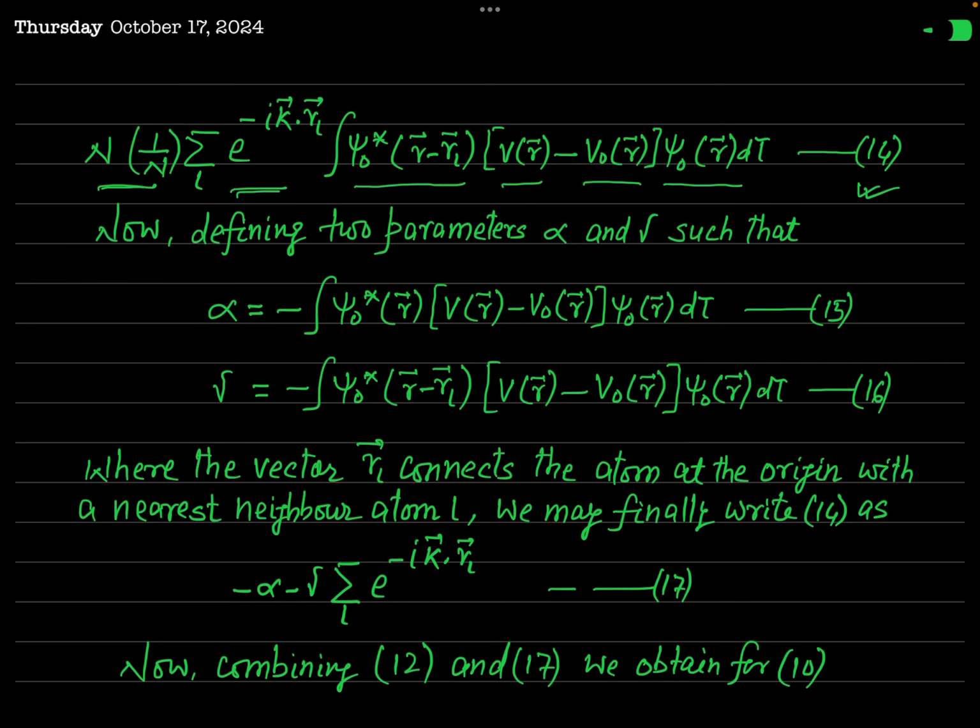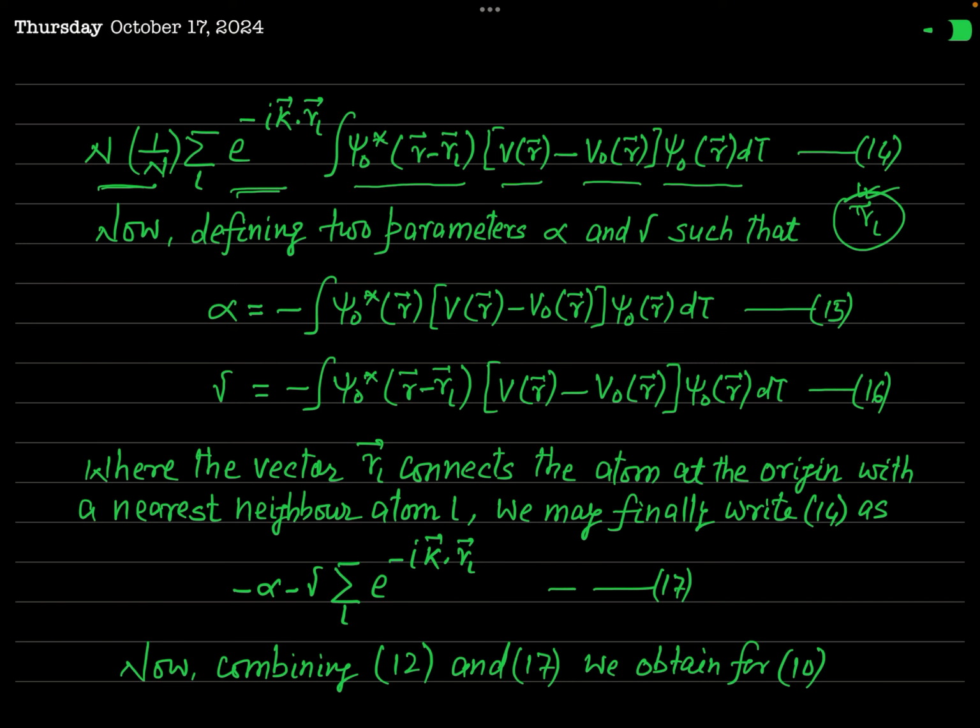The magnitude of this integral depends essentially on the extent of overlap between the two wave functions centered on the atoms separated by a distance R_L, where L refers to all atoms of the crystal, and therefore their actual evaluation is quite tedious.